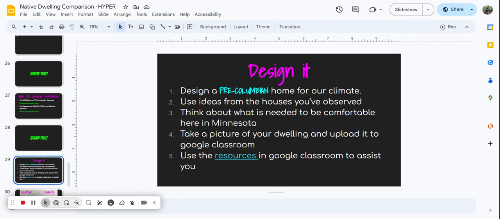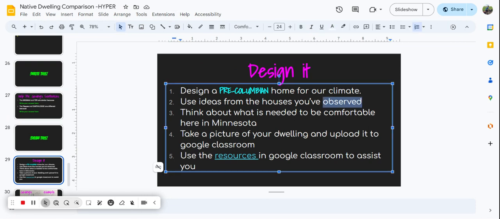As we're going through, we're going to make sure that we have things that are appropriate to that time period. So that's no cell phones, no cars. We're going to make sure that this is ancient Minnesota. Use some ideas from the houses that you just looked at. Think about what you'd want to be comfortable in Minnesota. Minnesota has some unique climates, and we also have some unique things that come with our climate. If you know it's going to be super cold outside, your house is probably going to be different than somebody who lives in a super warm environment.